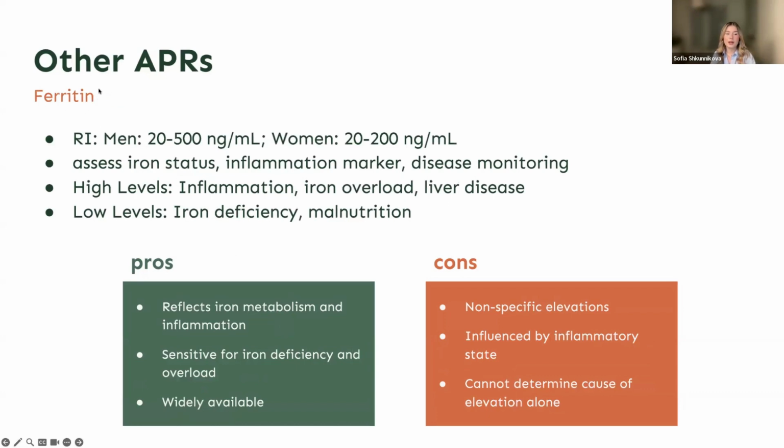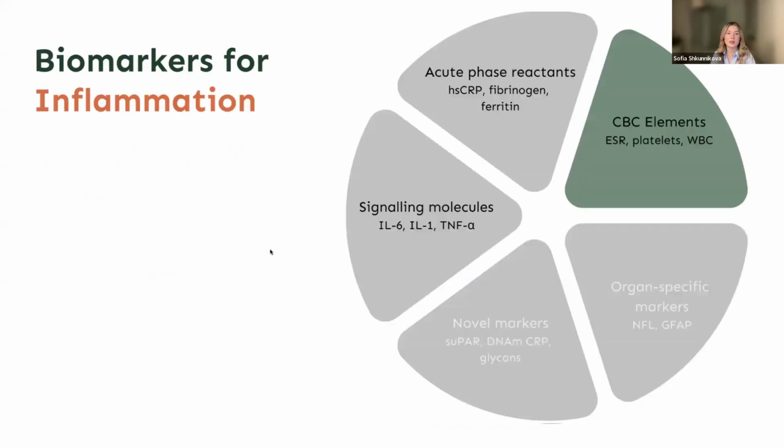The third acute phase reactant that we'll discuss is ferritin. I will just briefly mention this. The reference interval for men and women is different, as you can see here. Usually it's a marker used to assess iron status. It could be used as an inflammation marker, and high levels will indicate inflammation, but also iron overload or liver disease. And low levels indicate iron deficiency and malnutrition, and usually this is how this biomarker is used rather than for inflammation. So unfortunately, it is not a very good candidate to assess chronic inflammation.